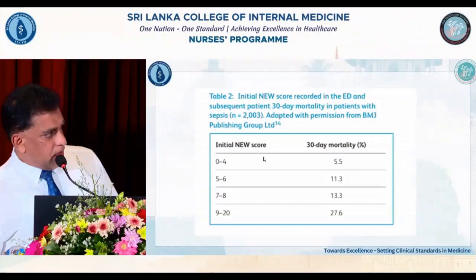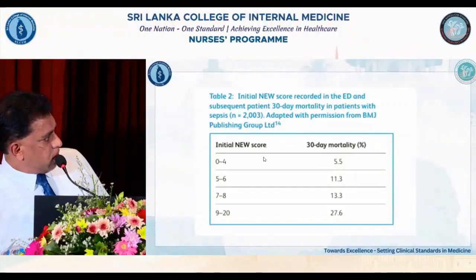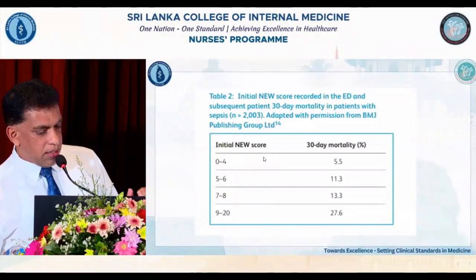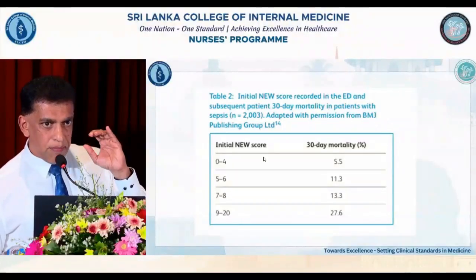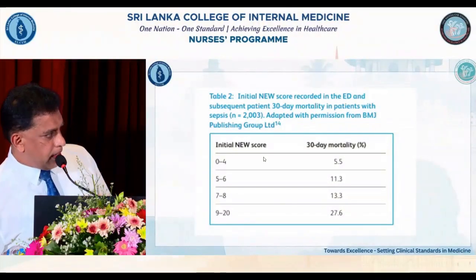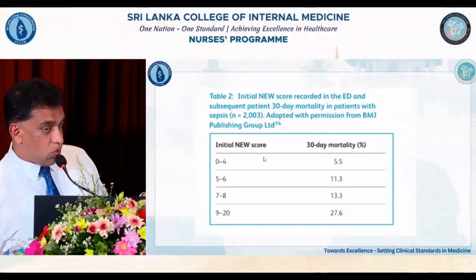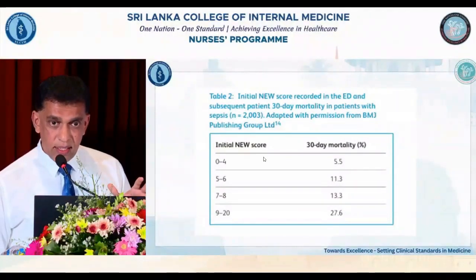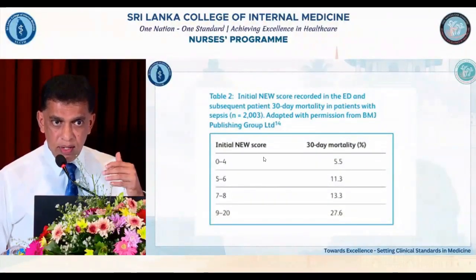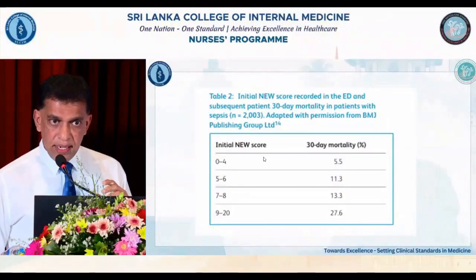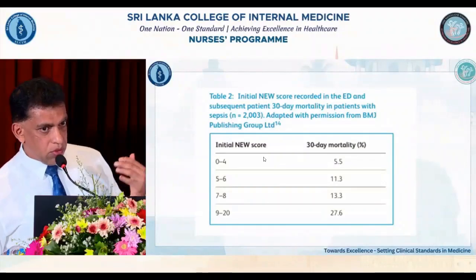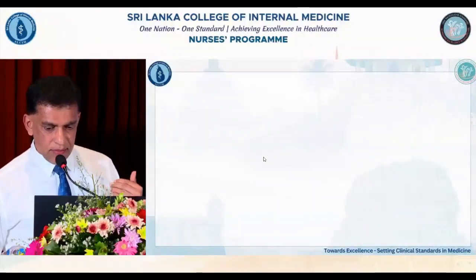Now this is another very interesting chart showing the initial NEWS score on a septic patient and their 30-day mortality. You can see if the NEWS score is between 10 and 20, the mortality is very high. So again, this has shown how important this scoring is to predict the outcome of patients. So it is very important to detect this early.